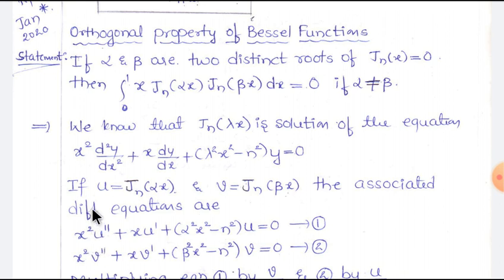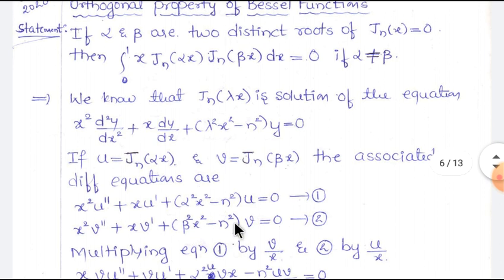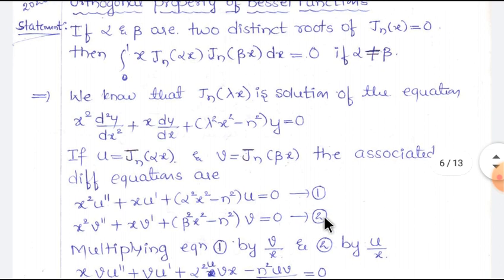First, y is equal to u. Then the above equation becomes x^2 u'' (since d^2u/dx^2 becomes u'') + x u' + (alpha^2 x^2 - n^2) u = 0, taking lambda as alpha. Call it equation 1. If y is equal to v, then x^2 v'' + x v' + (beta^2 x^2 - n^2) v = 0. Call it equation 2.